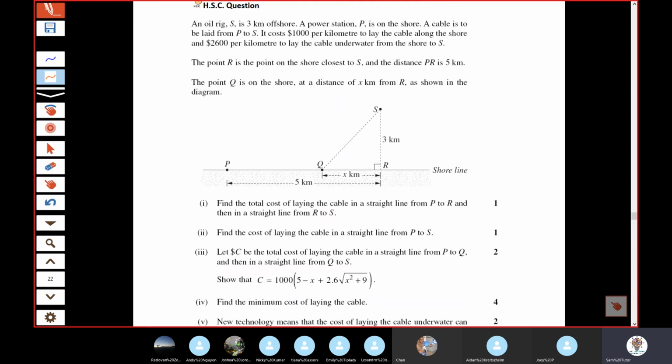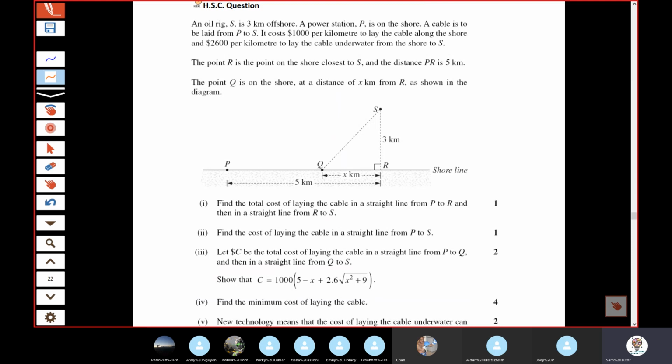An oil rig S is 3 kilometers offshore. Full stop. Just stop. Don't read the whole thing. You guys have heard me say that before. Full stop means stop. So stop. Let's have a look at the diagram. You can see it's 3 kilometers offshore. A power station P, comma, means also pause, look at it.